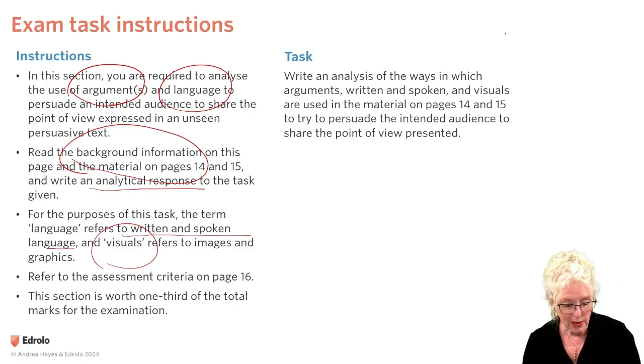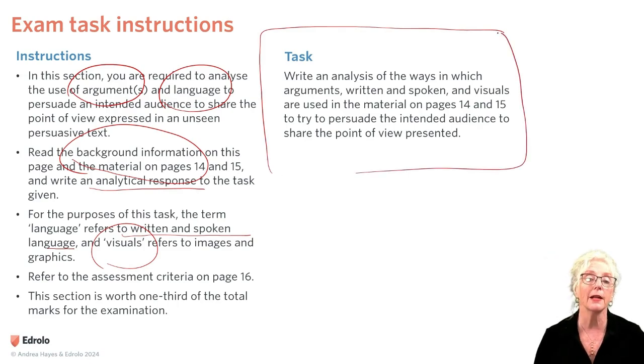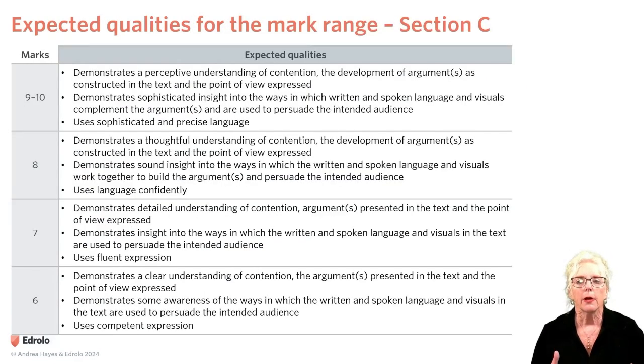Your actual task: write an analysis of the ways in which arguments, written and spoken, and visuals are used in the material on pages 14 and 15 to try to persuade the intended audience to share the point of view presented. Not your point of view, but the point of view in the task. Here are the expected qualities for the mark range for section C. So your section C analysis task is marked out of 10.